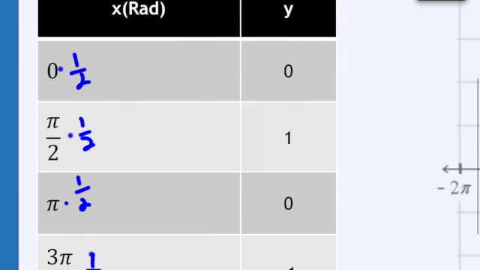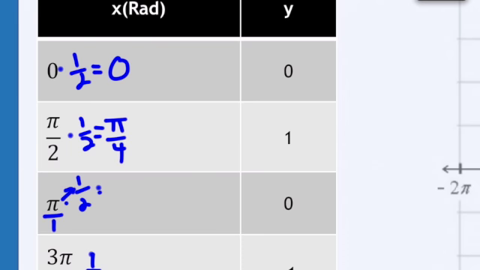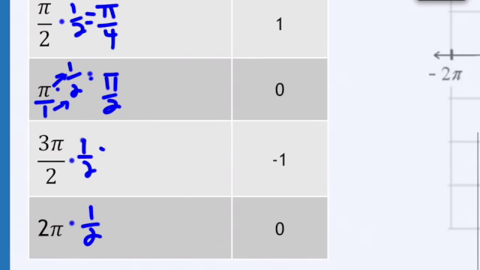Alright, so let's go ahead and evaluate all of these. Anything times 0 is going to be 0. Multiply straight across, we end up with pi over 4. Multiply straight across, we get pi over 2. Multiply straight across, we get 3 pi over 4, and then we get 2 pi over 2, which we know that's just going to simplify to just be pi.